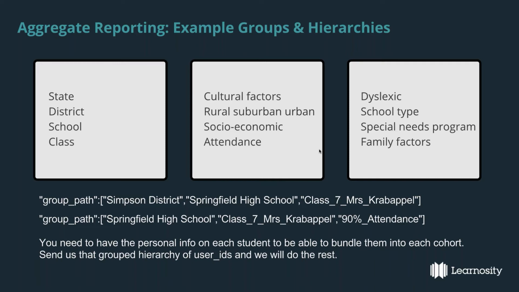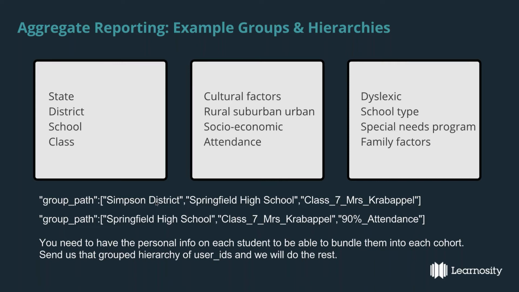So, an example cohort hierarchy. Important to note that you will need to have the data on your side to support dividing your students into cohorts. So in the example here, this group path defines the hierarchy and the levels within that hierarchy. Looking at the first one here, this is district, school, and class. You can see that the district is called the Simpson district. Within the Simpson district, we have Springfield High School. Within Springfield High School is class 7, Mrs. Crabapple's class.